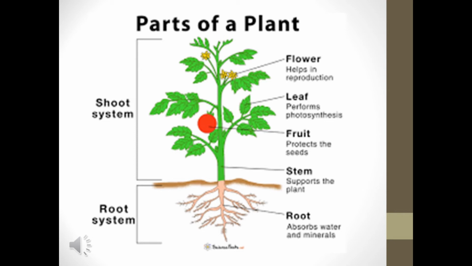On the top, you can find flower, which helps in reproduction. And for green part is leaf. It performs photosynthesis. The next is fruit. It protects the seeds. And there is also stem. It supports the plant. And the inside of the ground, you can see root. It absorbs water and mineral.